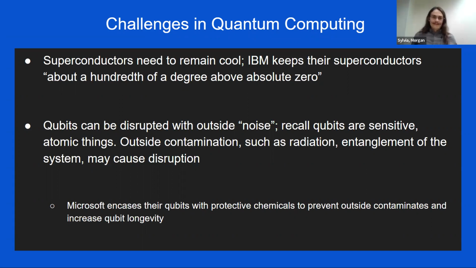With that being said, let's touch up on a few final details. There are some challenges with quantum computing because, again, we're dealing with tiny little particles. Qubits, quasi-particles, atoms, even photons can be used for qubits. Superconductors, as I mentioned before, need to remain cool, usually. IBM keeps theirs about 1/100th of a degree above 0, which is very cold.